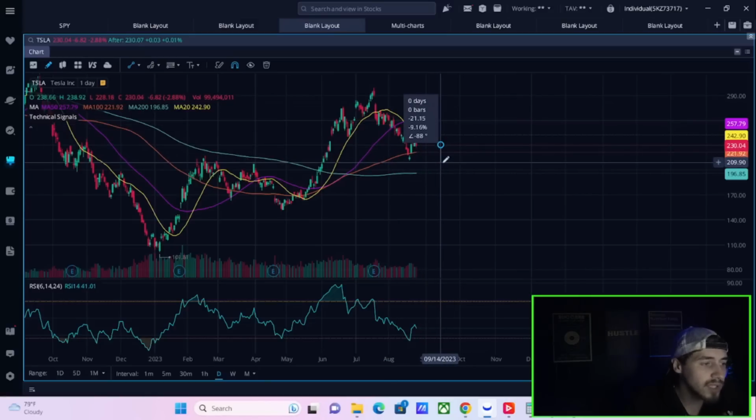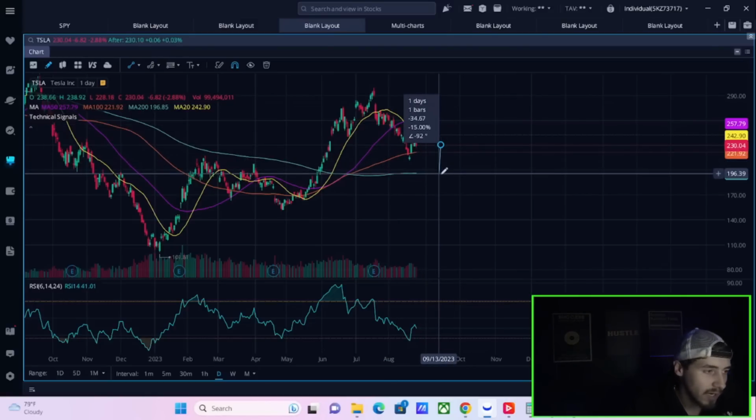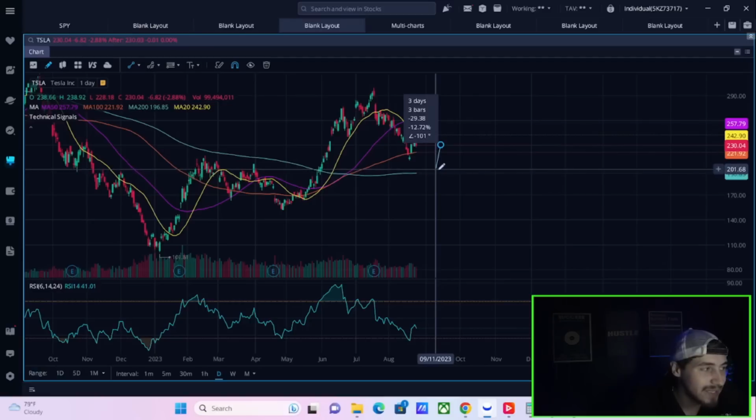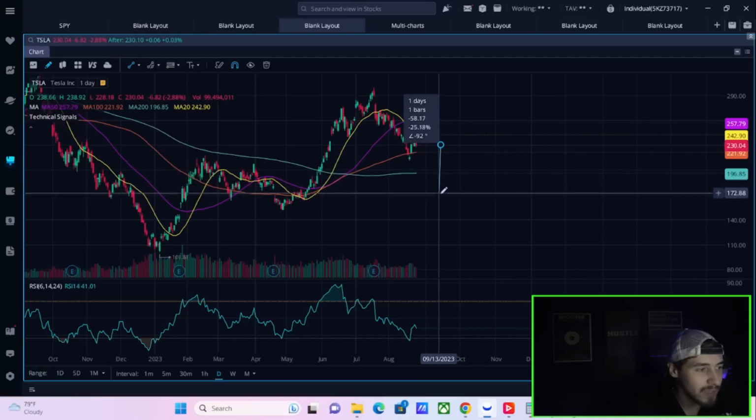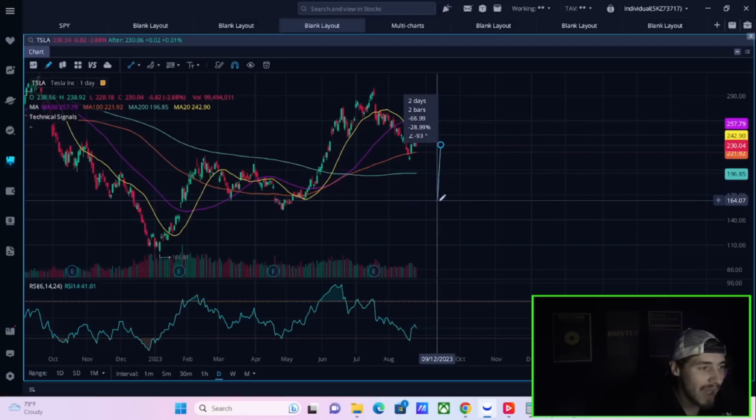But if it's worse than a correction, if we were to fall another 7% in the markets, that would be around 15% for Tesla. That would put Tesla at 196. If we were to see a 20% pullback, and if JP Morgan was actually right, and the S&P still needed to fall 15%, and let's say Tesla fell 30%, that would put Tesla back to about 160.